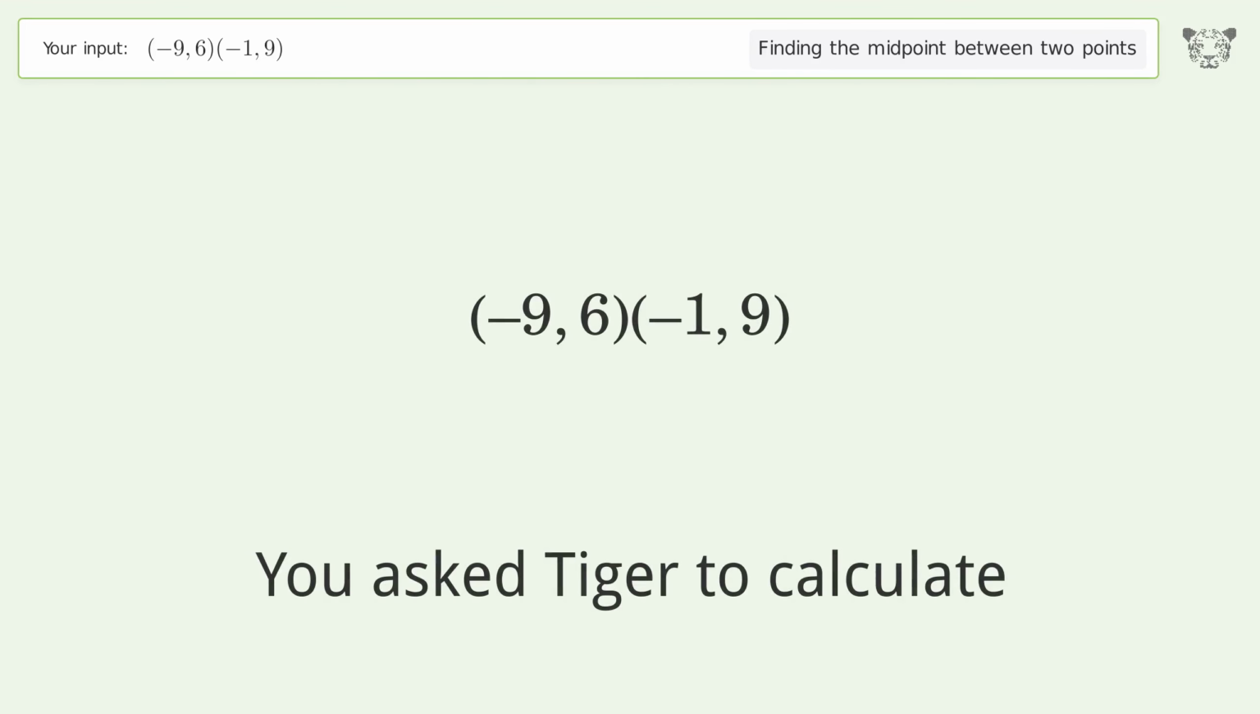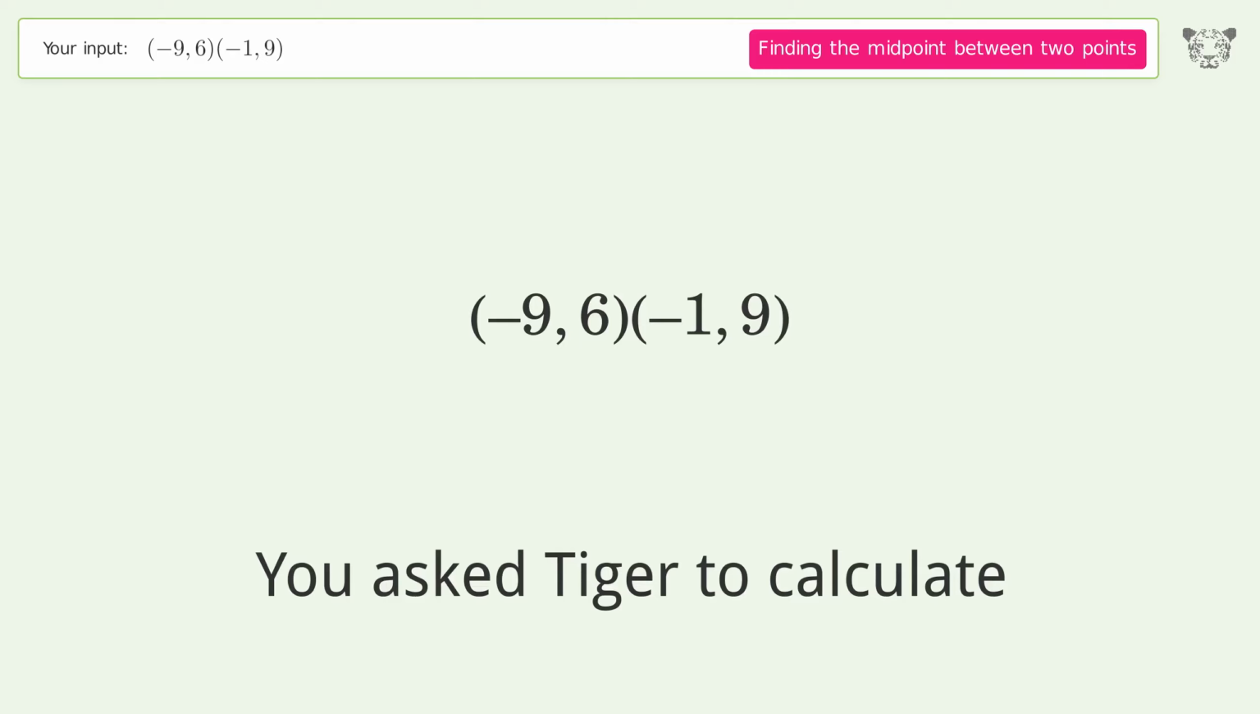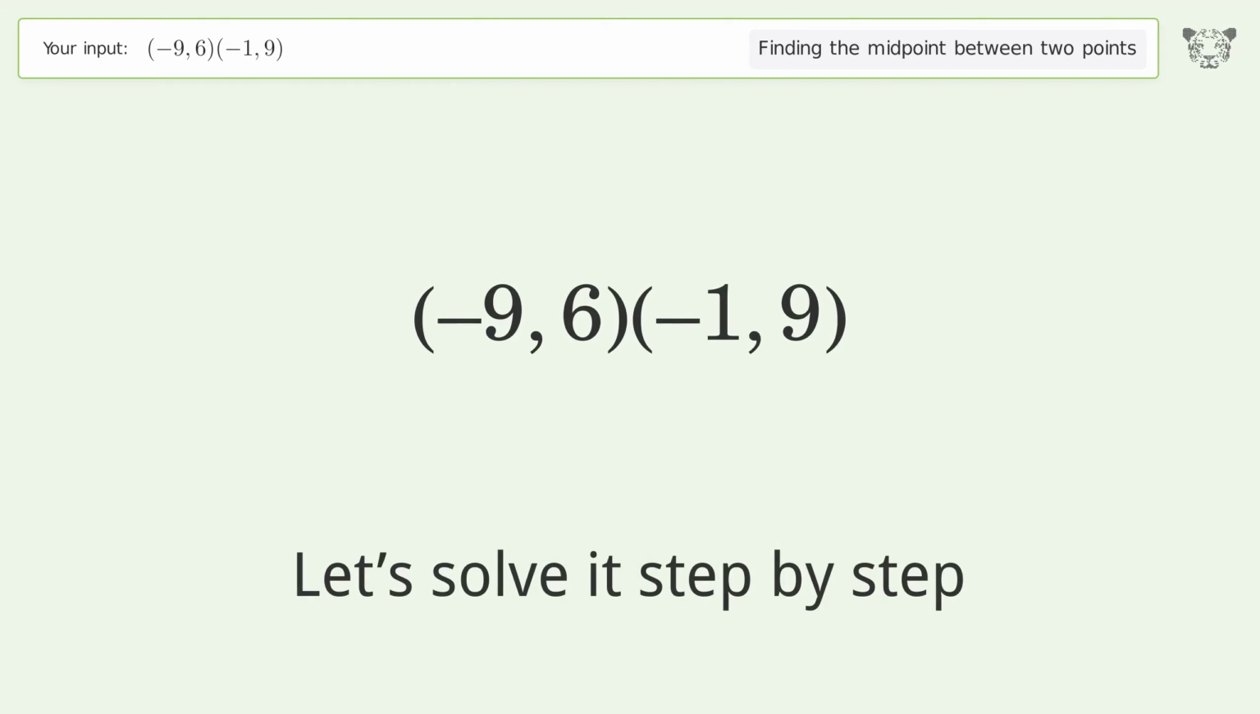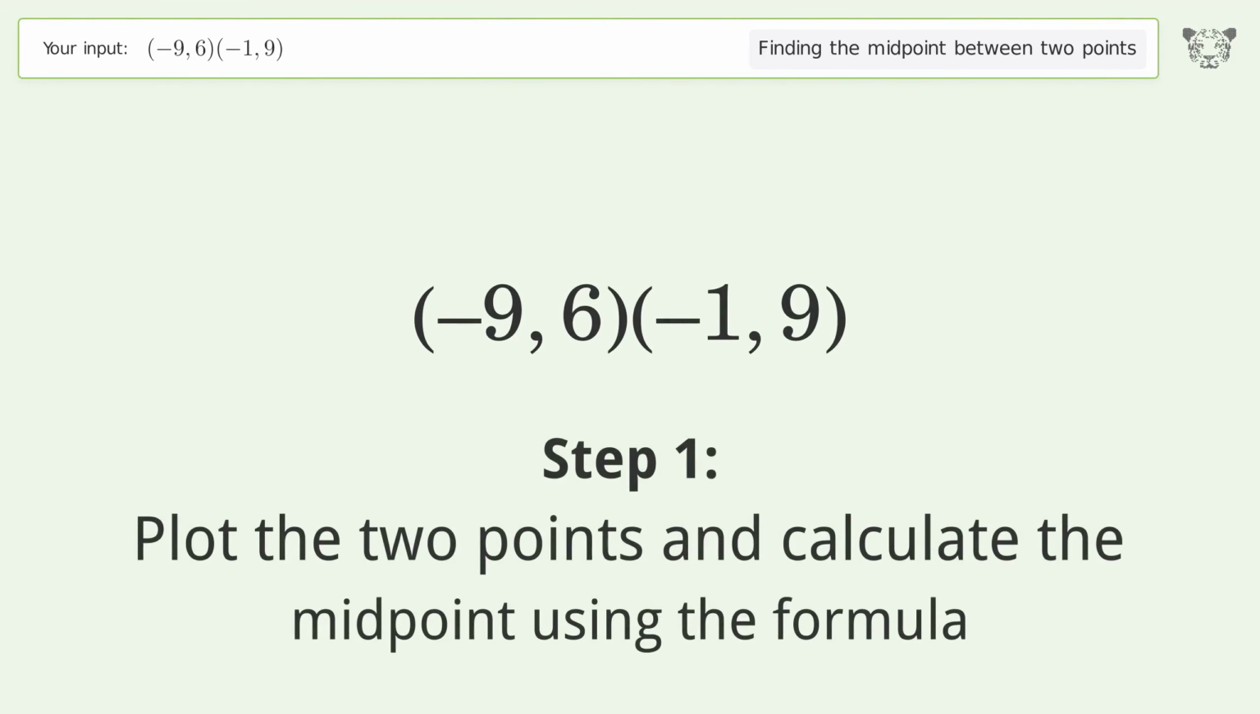You ask Tiger to calculate. This deals with finding the midpoint between 2 points. The midpoint between the 2 points is -5, 7.5. Let's solve it step by step. Plot the 2 points and calculate the midpoint using the formula.